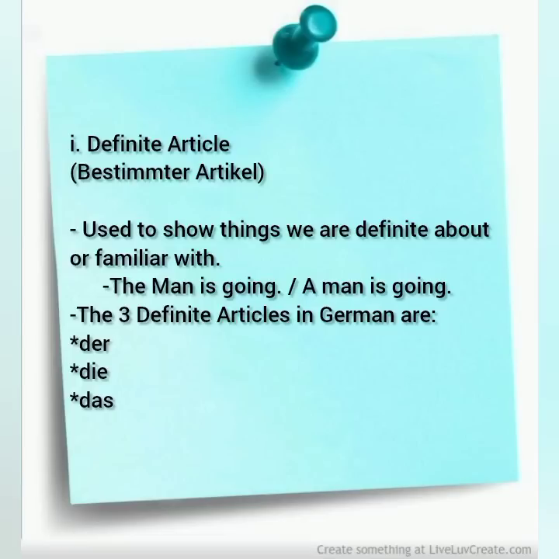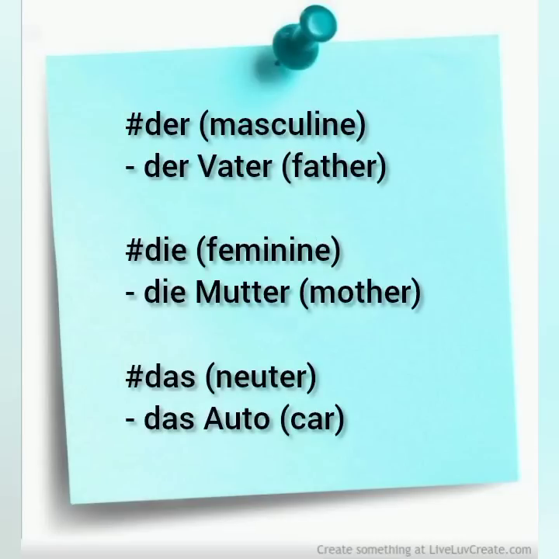Now, the three definite articles in German are, so there are three. We have der, we have die, and we have das. There are three. Der, die, and das. All right? So they're telling you that der is used for masculine nouns. Remember, it's der. Don't say da. Der. Like the English, I dare you. So der is used for masculine nouns, e.g., der Vater.